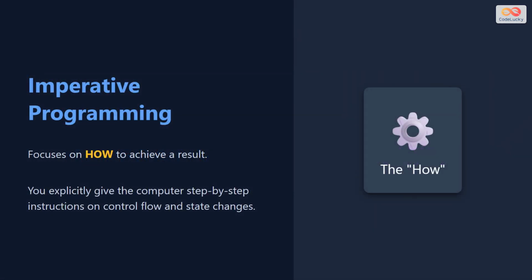Let's start with imperative programming. This approach focuses on how to achieve a result. When you write imperative code, you are giving the computer explicit, step-by-step instructions on control flow and state changes. It is like micromanaging the process.